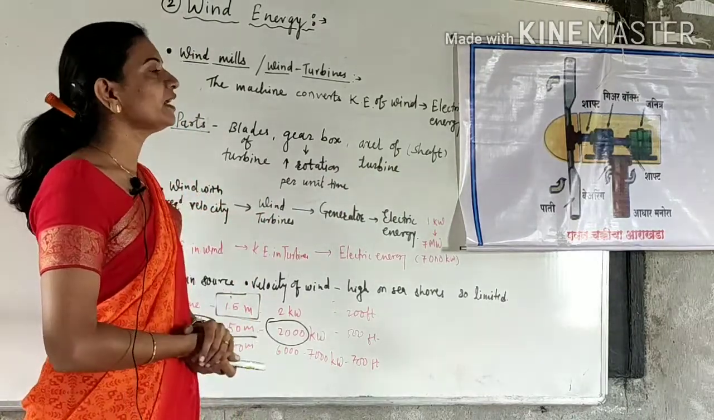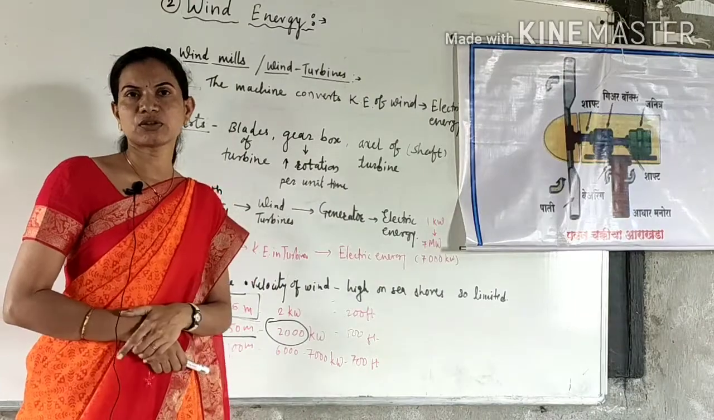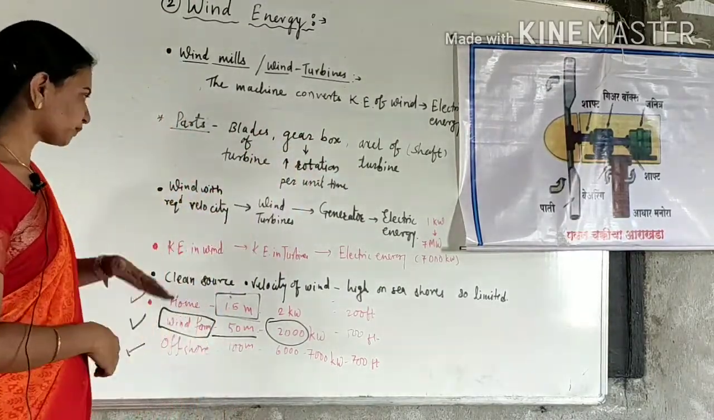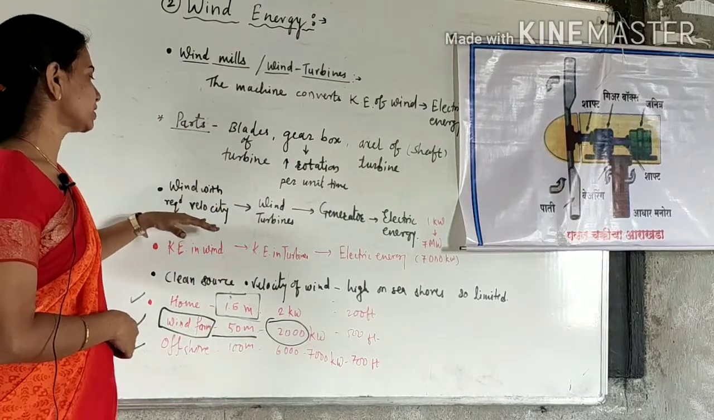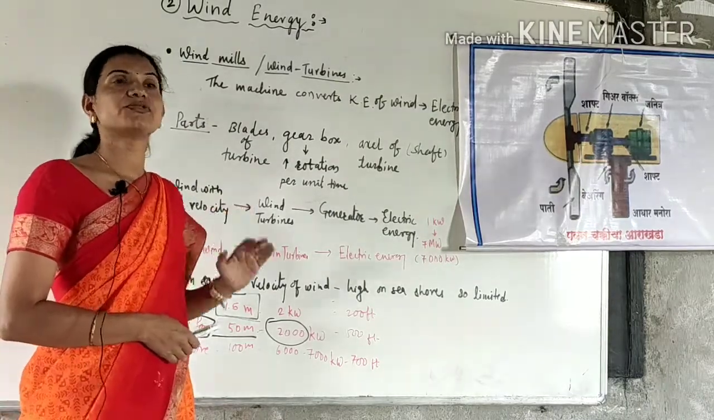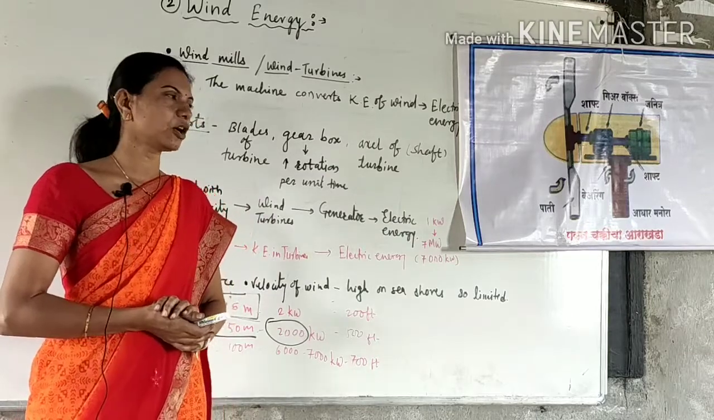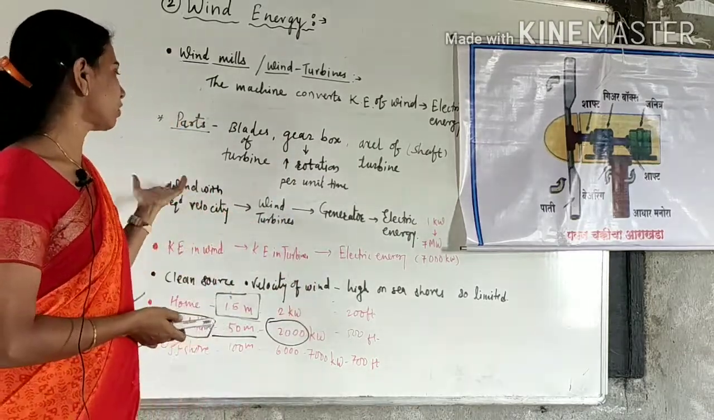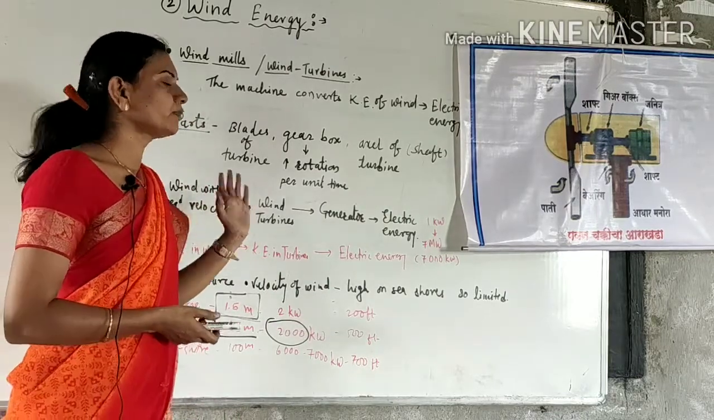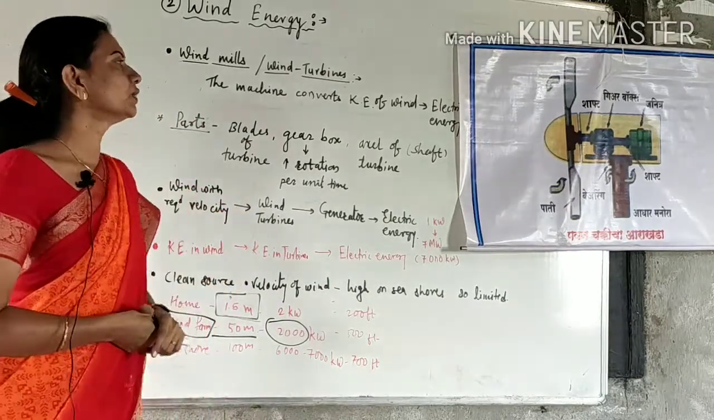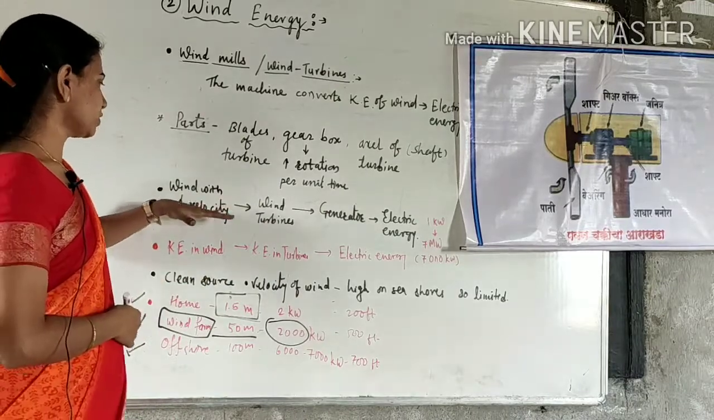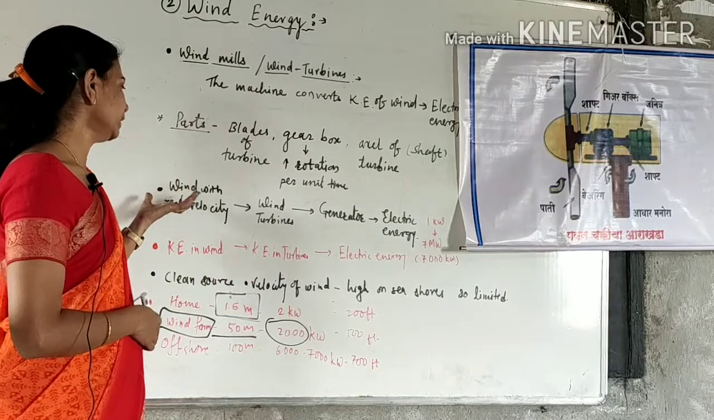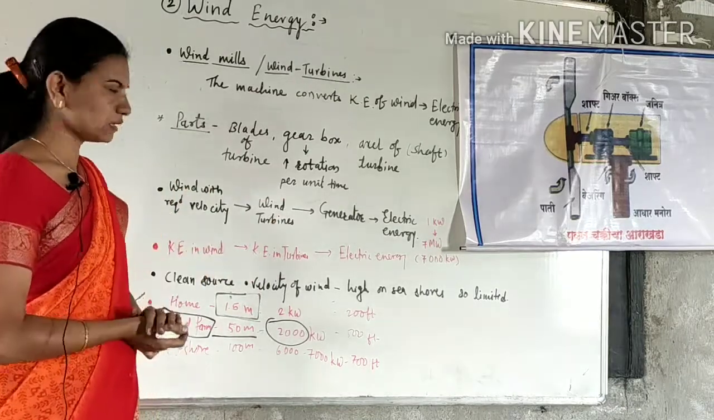How is this wind energy used for the generation of electric energy? With the help of these windmills, wind energy is used, with a required velocity. Here the velocity of the wind is very important, because low velocity is not sufficient for the rotation of the blades. So wind velocity of the required quantity is needed for the rotation of these blades.